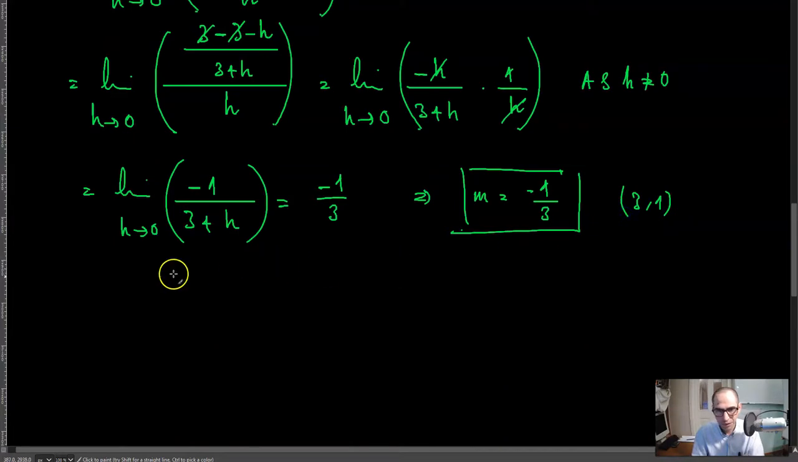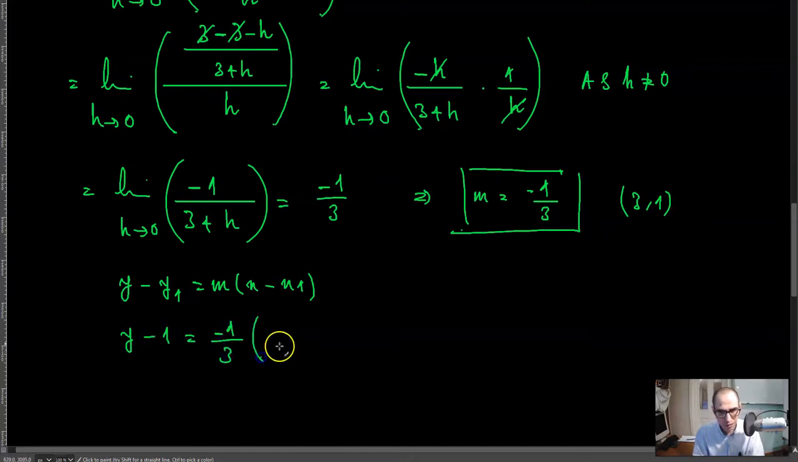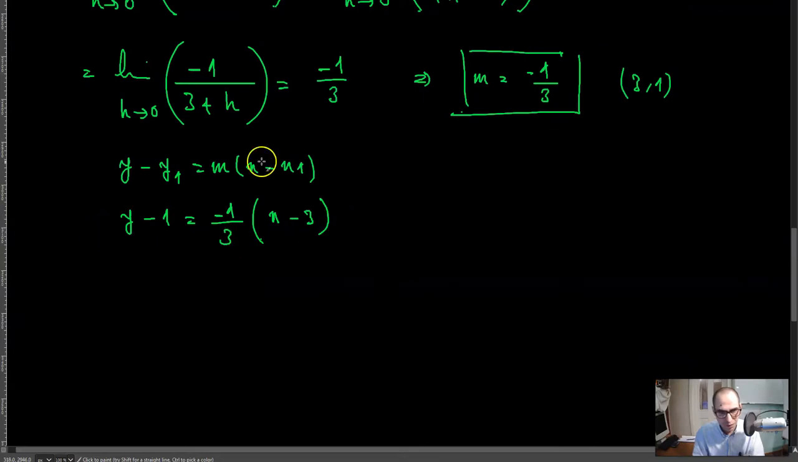3, 1. So then if you want to write the equation of the line, that would be y minus y1 is equal to m times x minus x1. So y minus 1 would be equal to negative 1/3 times x minus 3. Then you can multiply everything by a factor of 3.